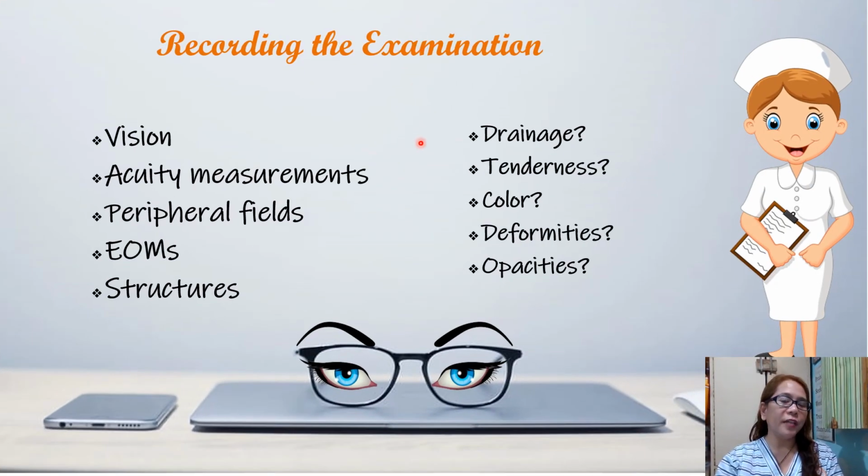So, in recording your examination, of course, make sure to note the following. The vision: is it 20/20 for the far vision, and for the near vision, is it 14/14? Those are the acuity measurements. The peripheral fields, right? We check the six movements, whether the patient can see the wiggling of your hands. Okay, the extraocular movement and the structure of the eyes.